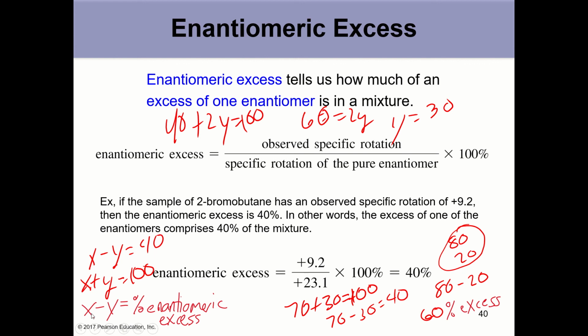So we can write the formula that x minus y is equal to the percentage of enantiomeric excess. But x plus y is equal to 100. We can do the math and you will see that 70 plus 30 is equal to 100, but 70 minus 30 is equal to 40. So now I know that my solution is 70% of the positive rotating isomer and 30% of the negative rotating isomer. I can use this information to determine one of the values in this equation.